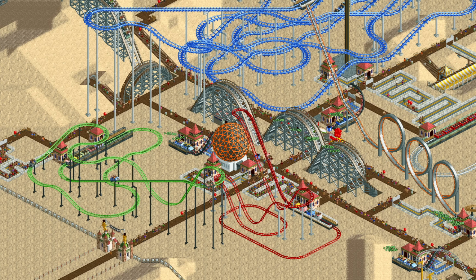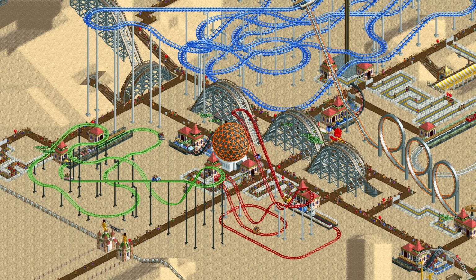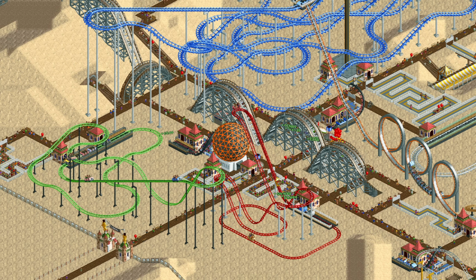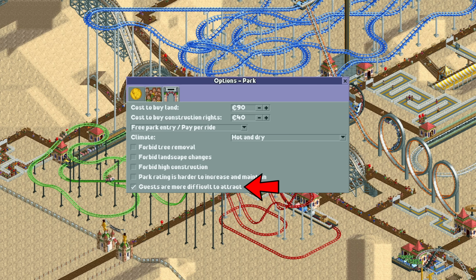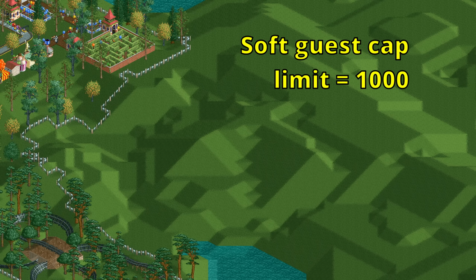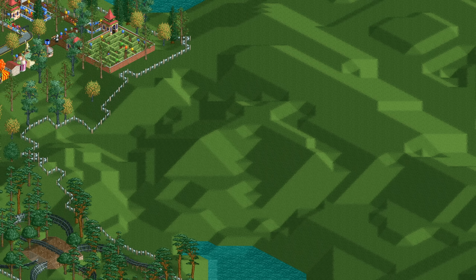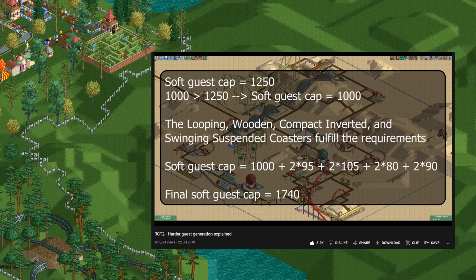Those were all the factors that influence the natural guest probability in scenarios with normal guest generation, but there's also the option to enable harder guest generation. This impacts the guest probability in several ways. First, the soft guest cap is calculated a bit differently. Basically, it's capped at 1000, and after that only rides with a length of at least 600 meters and an excitement rating of at least 6 are contributing. For the exact numbers you can watch this video, once again linked in the description.